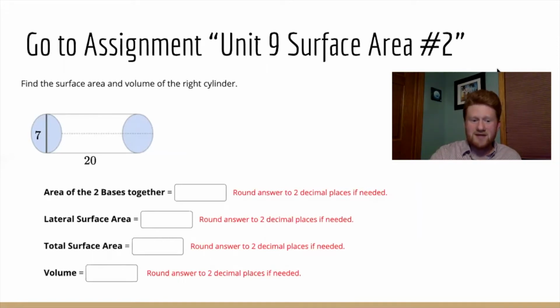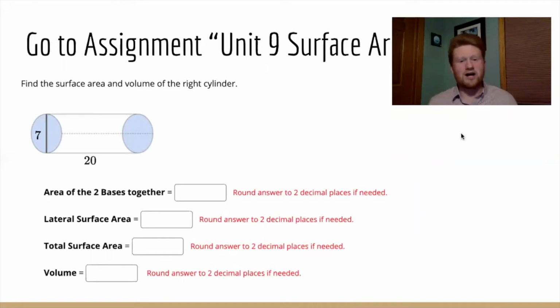The first problem is a right cylinder, where I've asked you to find the surface area and the volume. Be very cautious about the numbers I give you. This right here would be what we call the height between the two bases, but this right here is not the radius. Clearly this line extends from one side of the circle to the other side through the center, so that's the diameter. So it's going to be very important that you watch out for that as we're going.